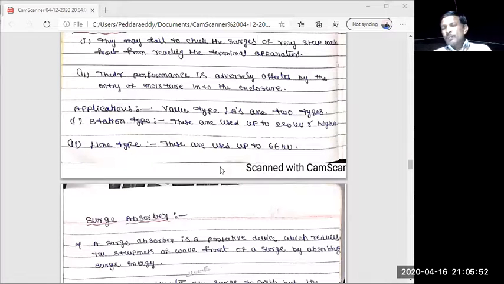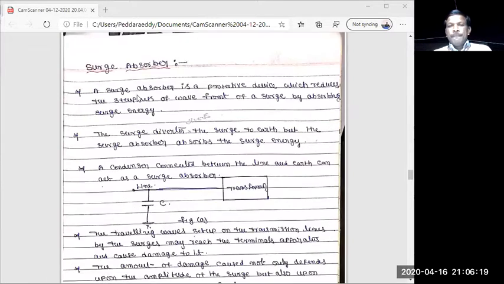So practically, in substations and power stations, on the 33 kV side and 66 kV side, line type arresters are used. In 132 kV, 220 kV, 400 kV and more than 400 kV, in all these voltage ratings, the station type lightning arresters are used.